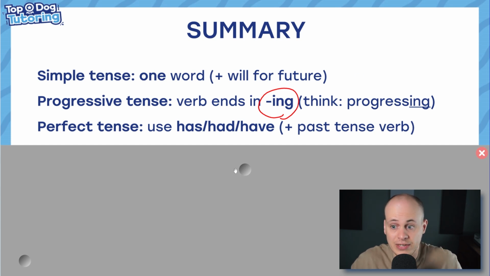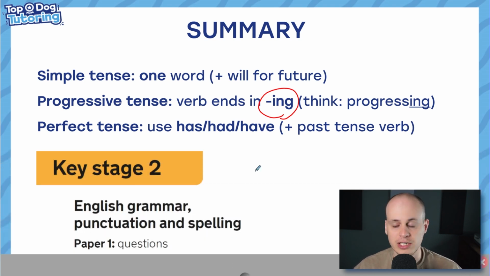And like I said at the beginning of the video, this is, in my opinion, possibly the hardest grammar objective to get your head around. Okay, I think a lot of people struggle to understand this, so don't worry if you're finding it a bit confusing. Right, what we're going to do now, guys, is we're going to actually go ahead and look at some actual questions that have come up in SATs papers using this knowledge. Okay, simple tense, progressive tense, and perfect tense.